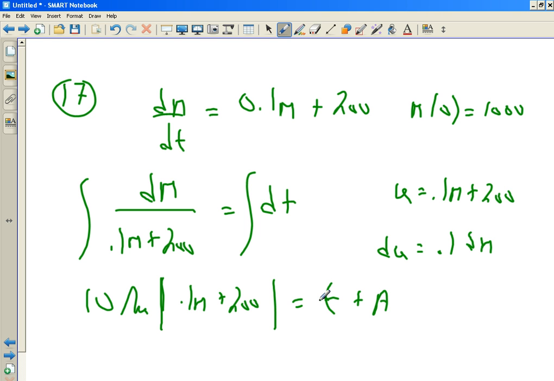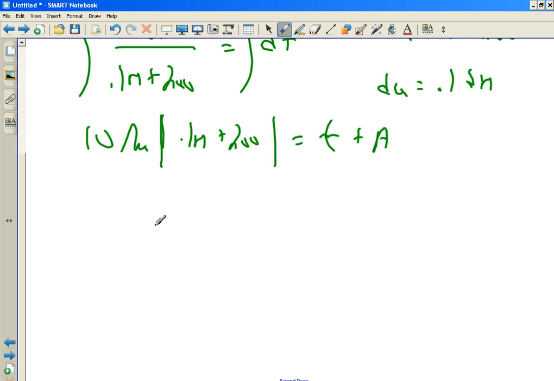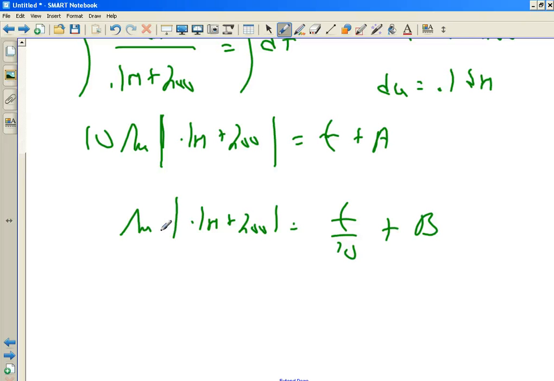Can you get rid of the ln? How? First get the 10 out of the way, and then you can e to the, right? So I'm going to say that's ln absolute 1/10 of m plus 200 equals t over 10 plus some other constant, whatever it is. I don't care that it's a over 10. I just care that it's a constant. Now, how to get rid of the ln? e to the both sides. And you get 0.1 m plus 200 equals c e to the t over 10, right? Remember, this is just another constant, e to the b times e to the t over 10.